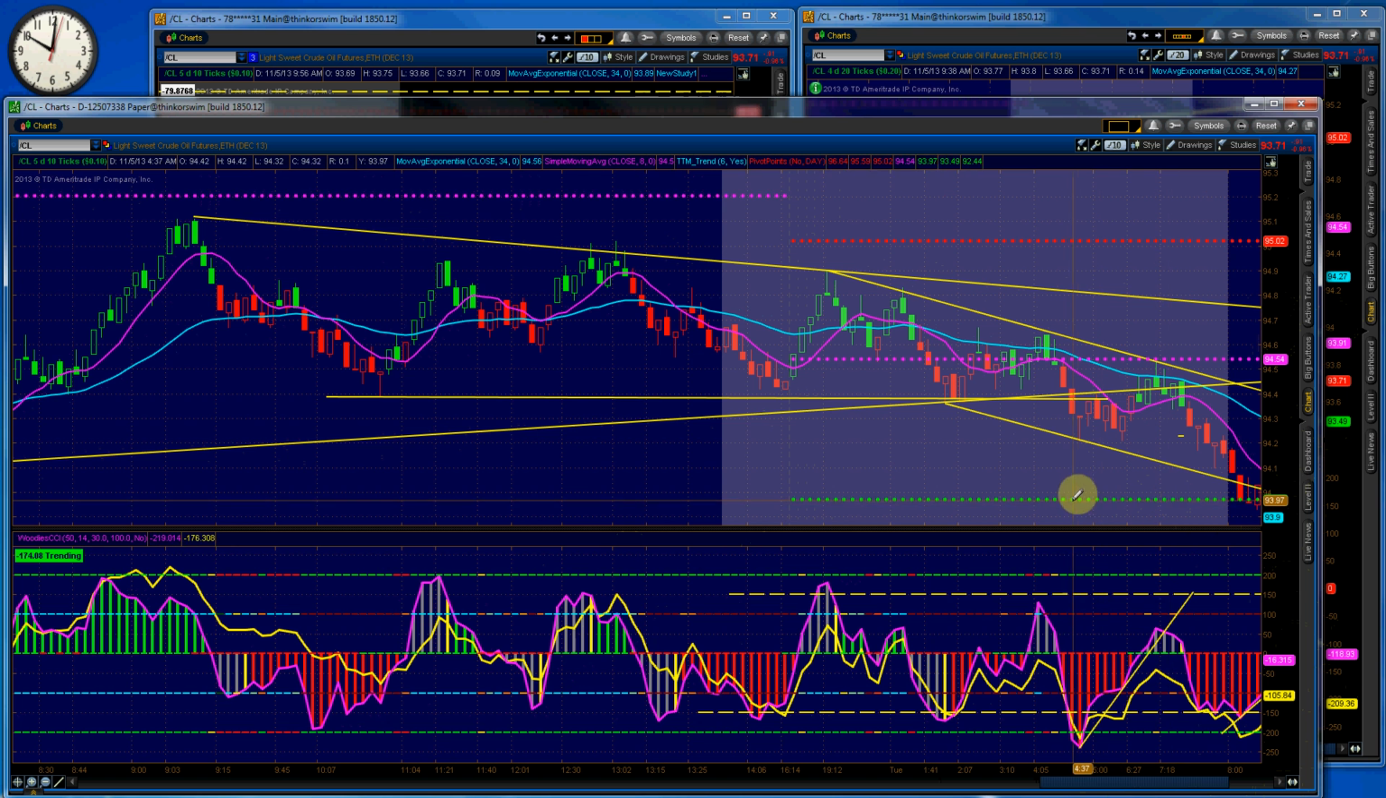Now here, look, we came right into this pivot. This is S1, S1 support line here. We should get a bounce. We do have support on this line here. If we do get a bounce, look for it to go back up to this 34 EMA, possibly this upper trend line of the channel.